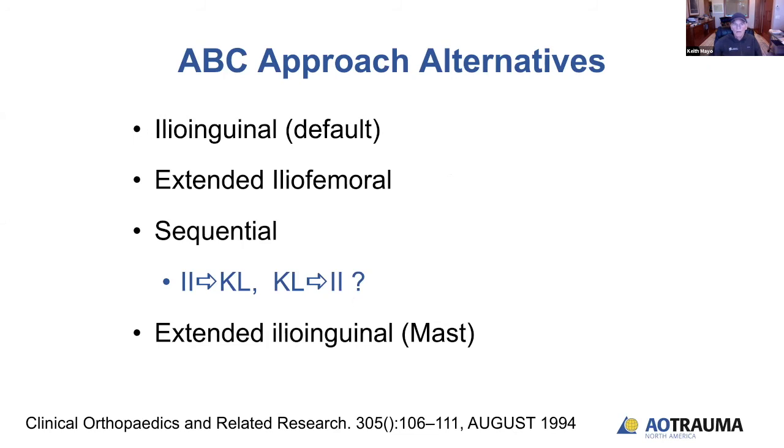The alternatives after the default ilioinguinal are the extended iliofemoral, which Mike Stover is going to talk about shortly, and then sequential approaches, typically ilioinguinal followed by a Kocher-Langenbeck. And in the early days, there were some Kochers followed by ilioinguinal. And then Jeff Mast, extended ilioinguinal, we'll see one case of that, and that's the citation that you see below.